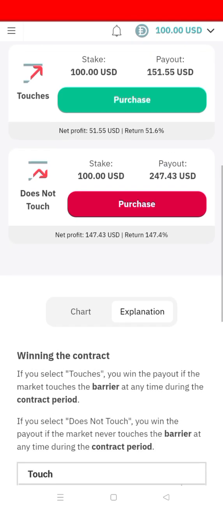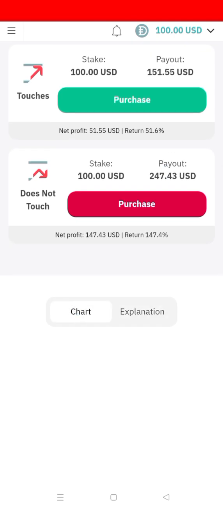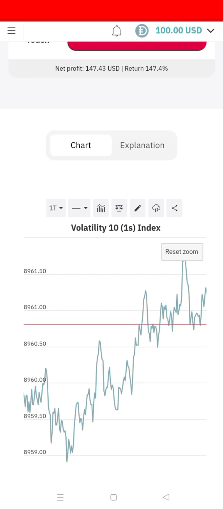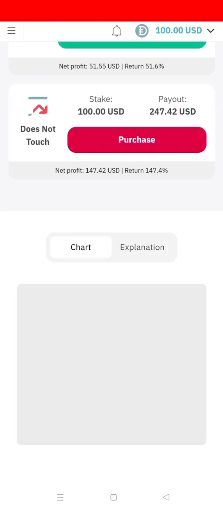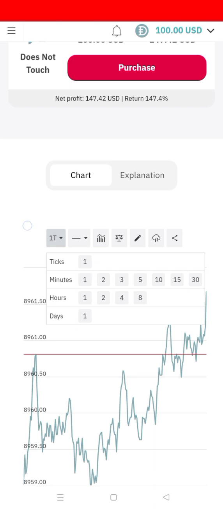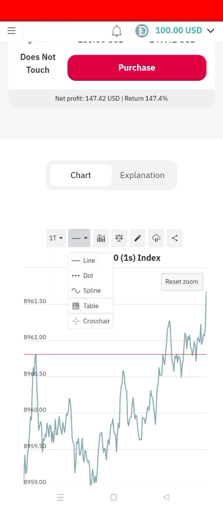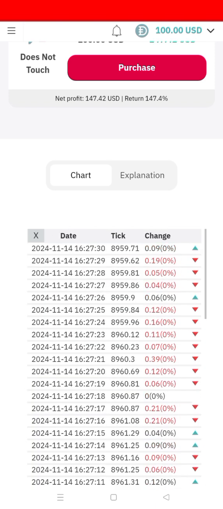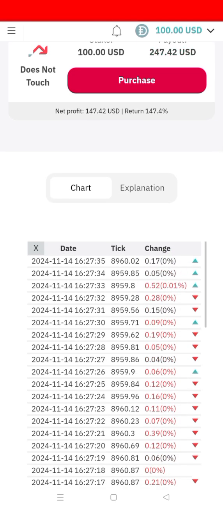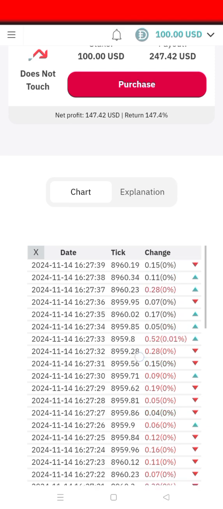So scroll below to the chart section, and then on the chart section, click on the line graph on that area. So let me show you. There is a line graph there. Just next to the one tick, click on the table, and then on the table section, this is how you will see. This is what will help us determine our entry. You see the first three.